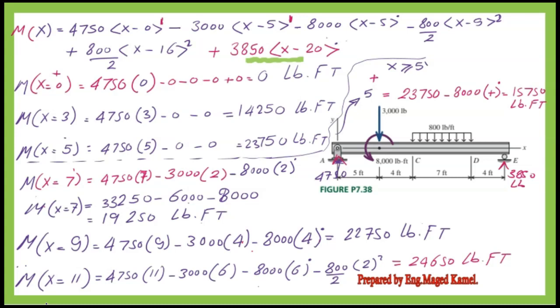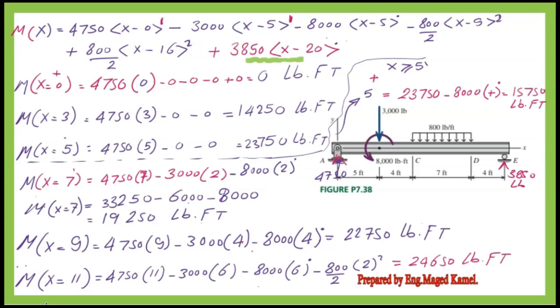It will be 23,750 pounds. If we get the 5 plus, we consider this term, which is 23,750, and we go to the third item, which is minus 8,000 multiplied by a positive value raised to the power of 0. We consider it as 1. So we will subtract 8,000. The total value will be 15,750 pound-foot.